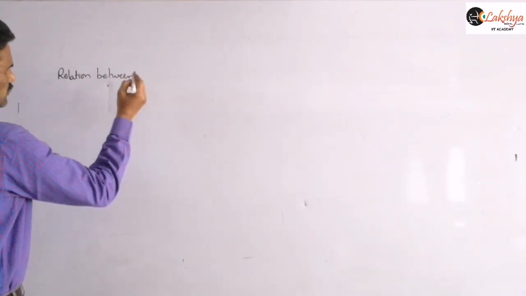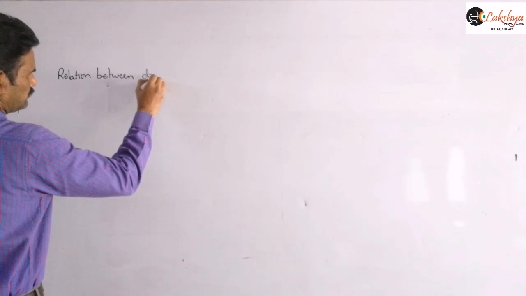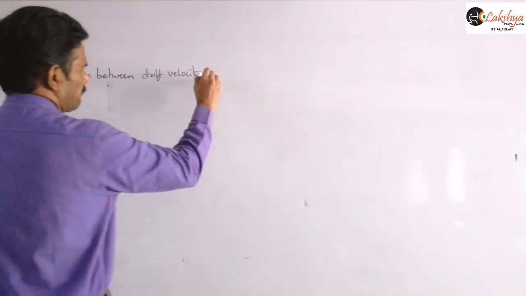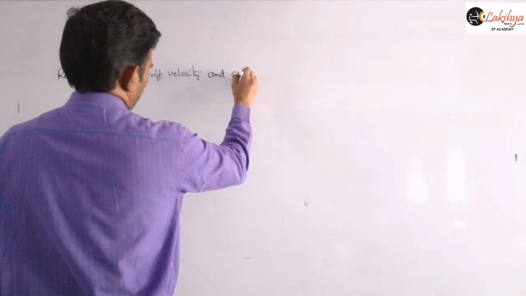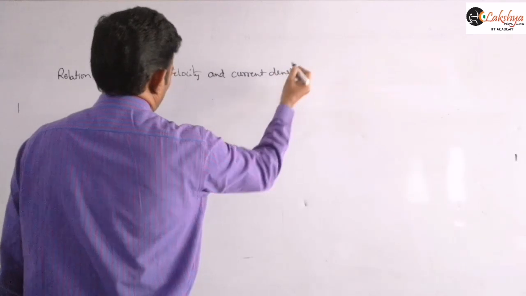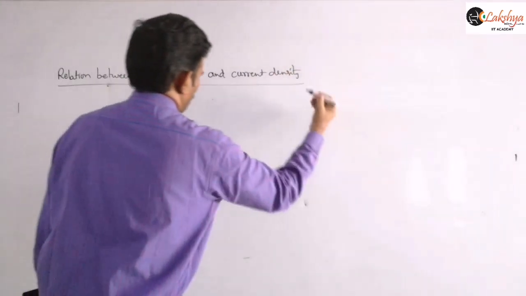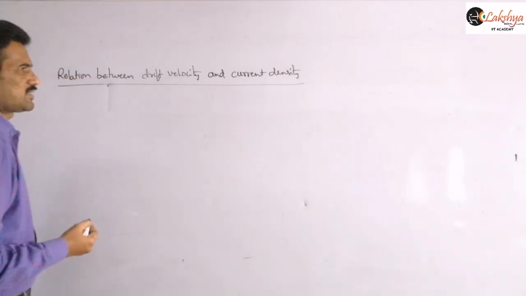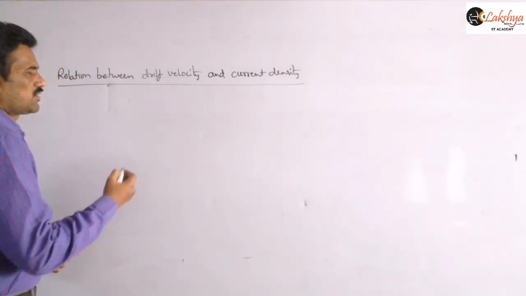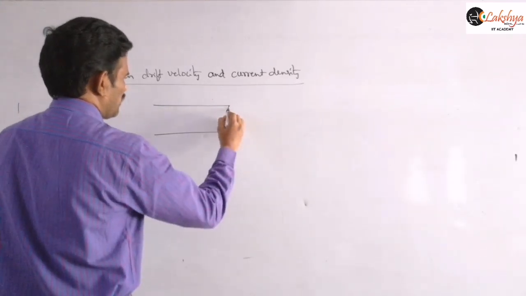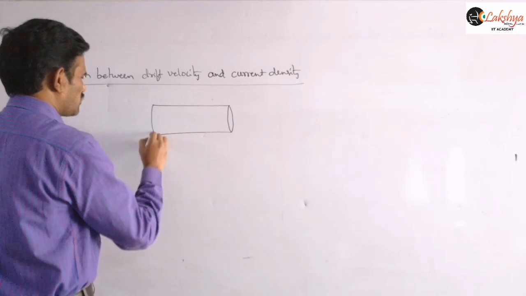So, the relation between drift velocity and current density, right? Here, we know both the formulas, or the definitions, of drift velocity and current density. We just need to write the relation. We need to combine those two relations, or the definitions.